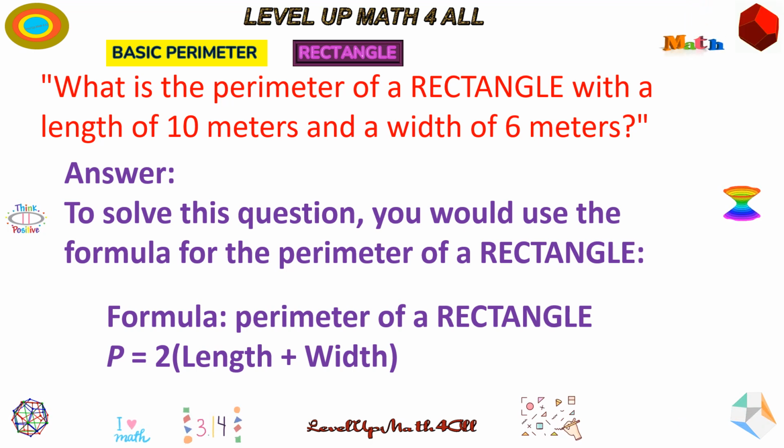First of all, we have to make sure of the formula for the perimeter of a rectangle. P is nothing but, as we discussed previously, 2 times length plus width. In this case, the length is 10 meters and the width is 6 meters. So let's see how we can apply this formula and solve this problem.